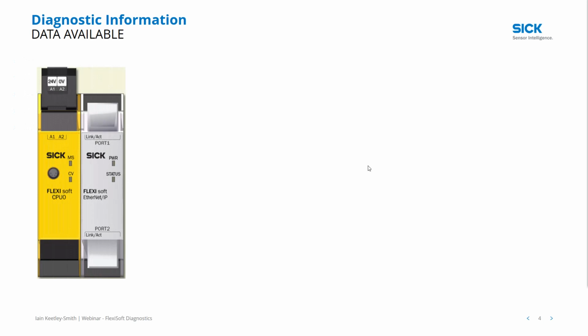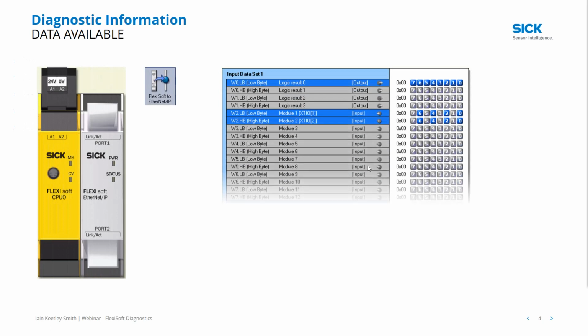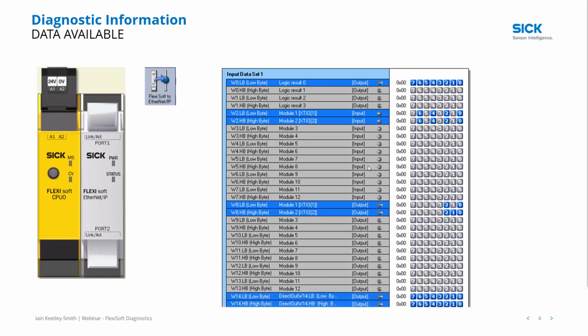So looking at the data that's available, there's just an image there just to say we're going to be looking at Ethernet. So when you go into the software, and you'll see this when we go into FlexiSoft Designer and we start putting a program together, you have that symbol which shows FlexiSoft to Ethernet IP. So this is the data that's going from the gateway to your network. And over here we have what's called logic results. So this is results from within your logic engine that you can send directly over to the PLC, and we automatically populate it here for module 1, 2, 3 all the way up to 12.